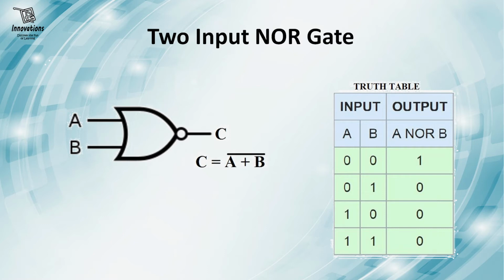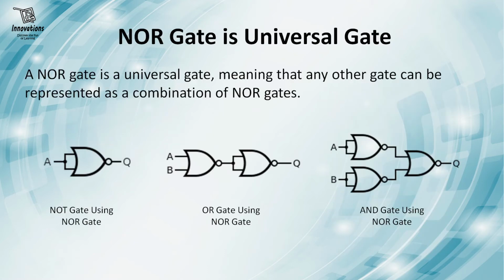One more interesting feature of a NOR gate is that it is called a universal gate. It means any other gate can be represented as a combination of NOR gates. Like we can represent a NOT gate using a NOR gate like this. We can join the inputs of a NOR gate and it will act as a NOT gate. We can connect two NOR gates in series. This will be an OR gate. And we can cascade three NOR gates to implement an AND gate.